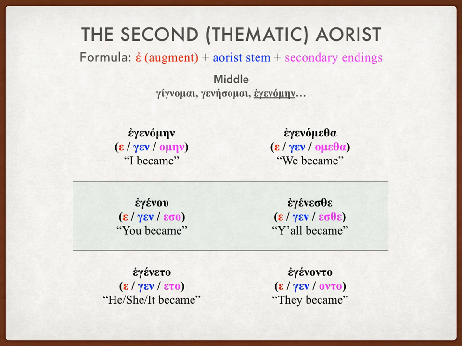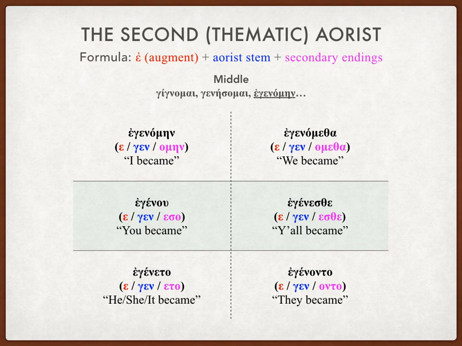I'm going to follow the same endings that we saw a couple slides ago, starting with egenomein, that's my augment epsilon, my new aorist stem gen, which is related to the word genesis, that's how you can remember this word in the aorist, and ending with amein, I. When I put those together, I get I became, egenomein.